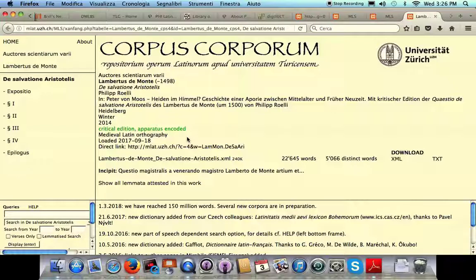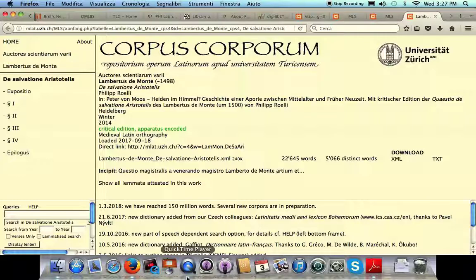So you see here that the information that was in the TEI file header goes here. You have here the author, his life dates. We don't know when he was born. We know that he died in 1498. The title of the text, the editor, which is me, the book in which it was edited, and the city and the publishing house, which is Winter in this case, and the year 2014. Here you also see that it's a critical edition and the critical apparatus is encoded.